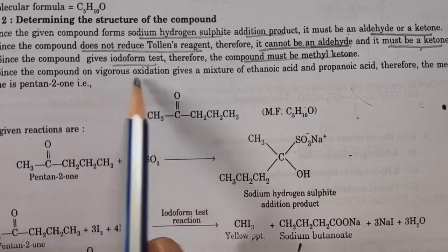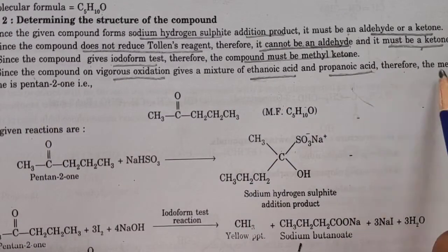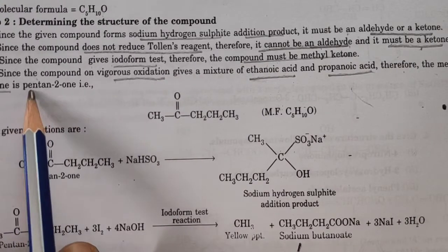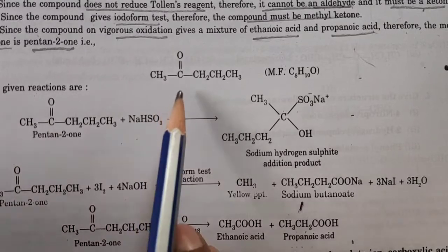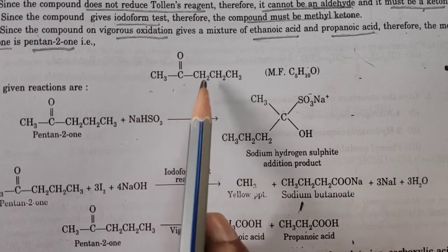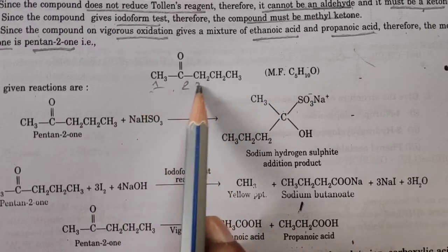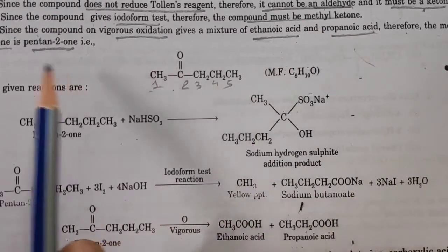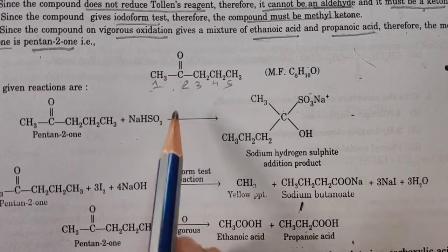See, since the compound on vigorous oxidation gives a mixture of ethanoic acid and propanoic acid, therefore the methyl ketone is pentan-2-one. From that we got the conclusion. So here the given structure is this, what we say. Methyl ketone, pentan-2-one. Why? Because 1, 2, 3, 4, 5. Methyl ketone, it is a pentan-2-one, because at the second position the ketone group is there, right?